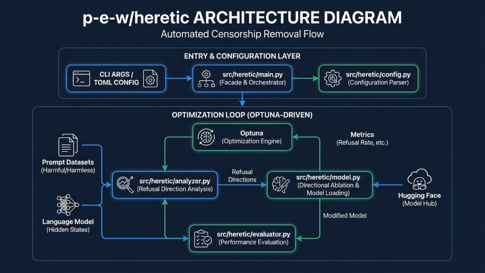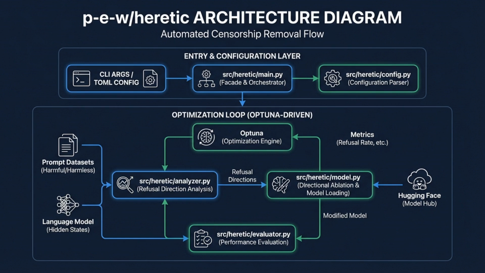Second, Heretic uses a flexible ablation weight kernel. Rather than applying constant intervention strength across all layers, it defines a parameterized kernel shape controlled by maximum weight, position, minimum weight, and distance parameters. Think of it as a surgical scalpel with adjustable blade pressure rather than a sledgehammer. The system can apply strong interventions where refusal circuits concentrate while leaving other layers relatively untouched.